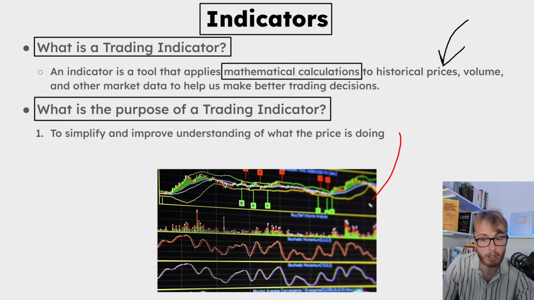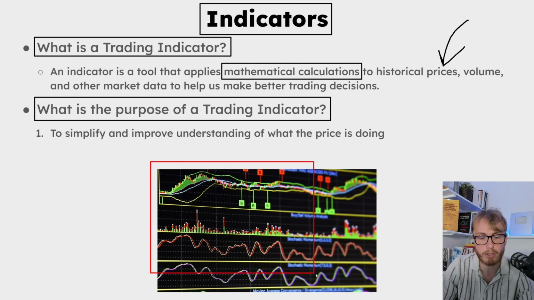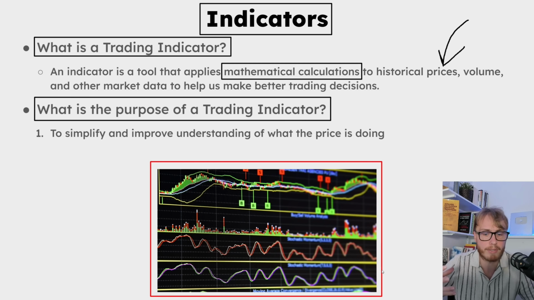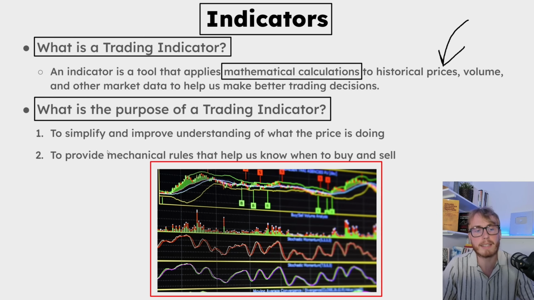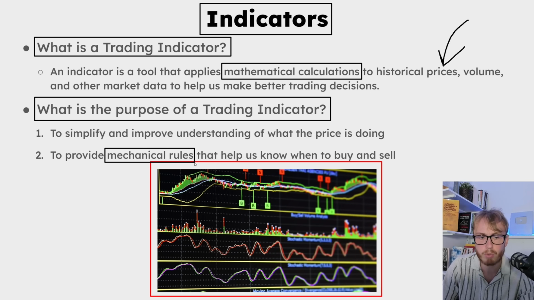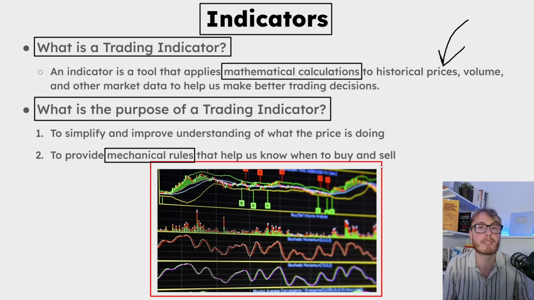And here, a very common mistake, especially for beginners, is to simply apply too many indicators to your chart. If your chart looks like this example right here, it can often make the chart harder to understand and harder to read. And that's the opposite of what we want to do. We want the indicators to help us better understand the charts, not the opposite. The second purpose here is that indicators can give us mechanical rules that can help us to know when to buy and when to sell. And that is because mathematics don't lie.